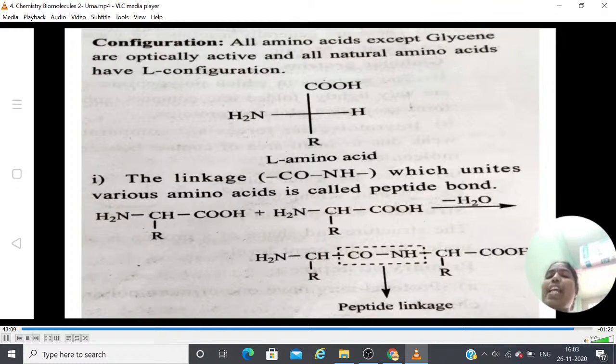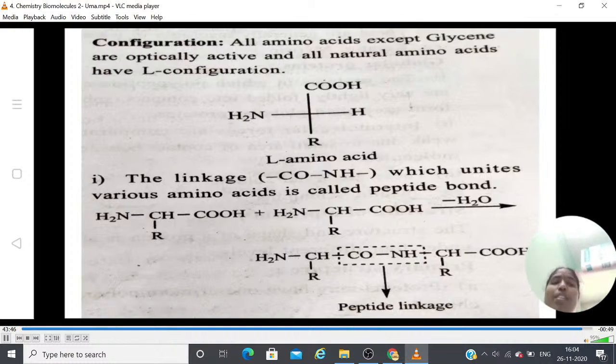Next, the linkage. The amide bond, that means the CONH bond, which unites various amino acids, is called the peptide bond. Here, 2 moles of amino acids we are taking. The COOH group of one and the NH2 group of the other, by liberation of a water molecule, form a peptide linkage, that is the amide bond. The amide bond means the CONH group.